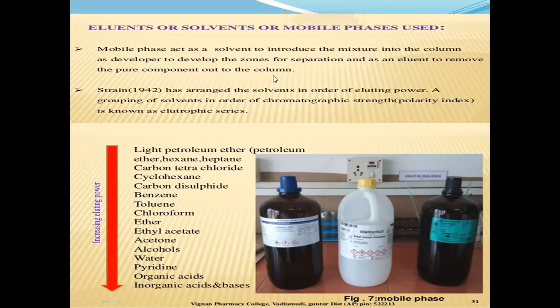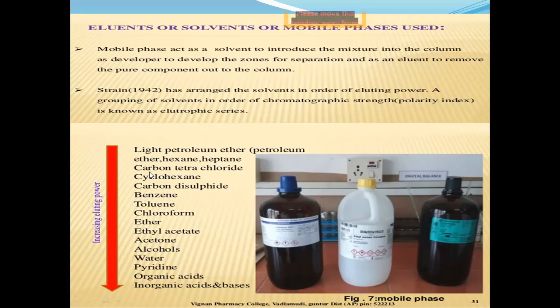Next, Strain arranged the solvents in order of eluting power. A grouping of solvents in order of chromatographic strength or polarity index is known as the eluotropic series. In this series, constructed by Strain, he placed different solvents by increasing their polarity. So this is increasing eluting power.